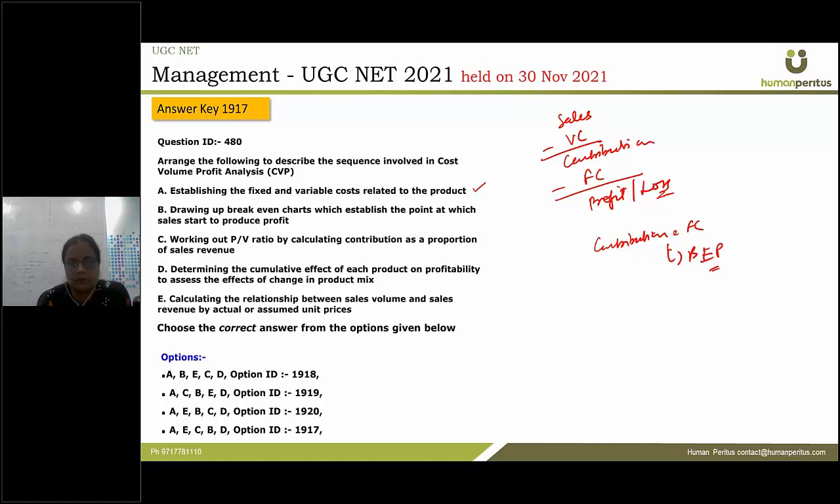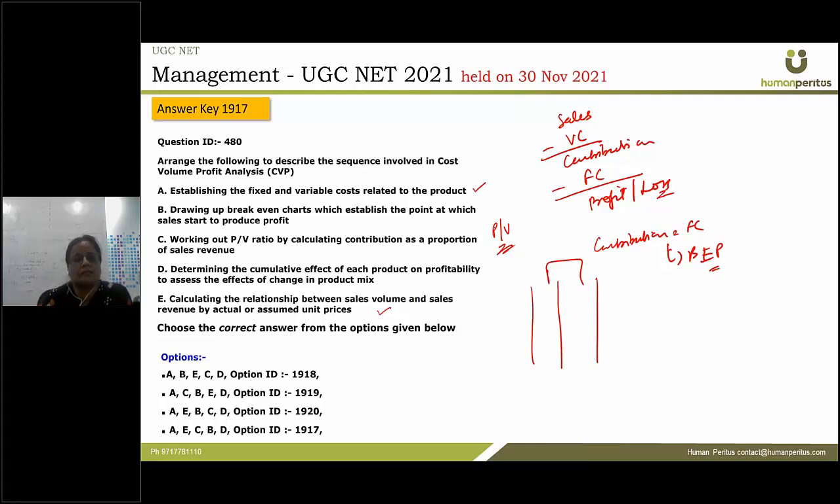Then only we can calculate contribution, because variable cost has to be deducted from sales in order to arrive at the figure of contribution, right? Then calculating the relationship between sales volume and sales revenue by actual or assumed unit prices. So what we have assumed or what we have actually incurred, the comparison of both these figures has to be done, and then we calculate the PV ratio. Again, PV ratio is change in profit divided by change in sales. That needs to be calculated.